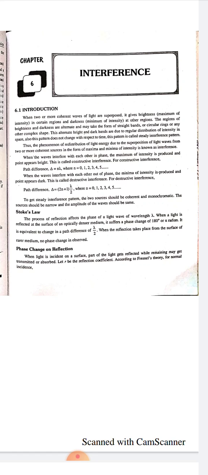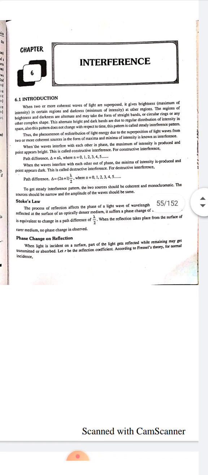Then the Stokes law. What is the Stokes law? The process of reflection affects the phase of a light wave of wavelength lambda. When light is reflected at the surface of an optically denser medium, it suffers a phase change of 180 degrees or pi radian. It is equivalent to a change in the path difference of lambda by 2. When the reflection takes place from the surface of the rarer medium, no phase change is observed.